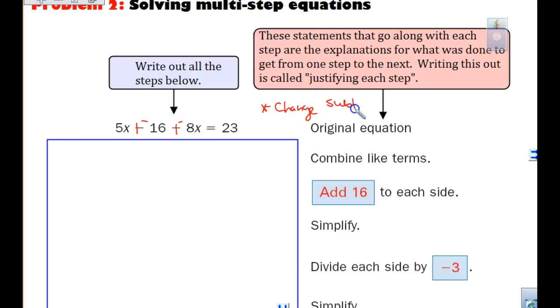So if I am now adding my like terms, I have 5x plus a negative 8x. If I add those two together, I'm going to end up with negative 3x. I'm going to write plus negative 16 equals 23. Next step, I need to get negative 3x all by itself.